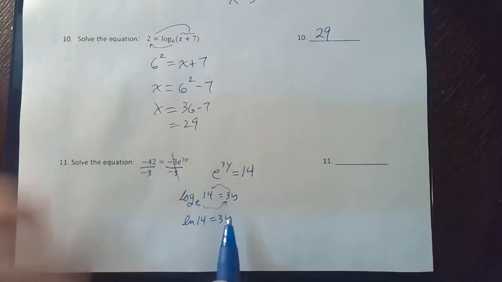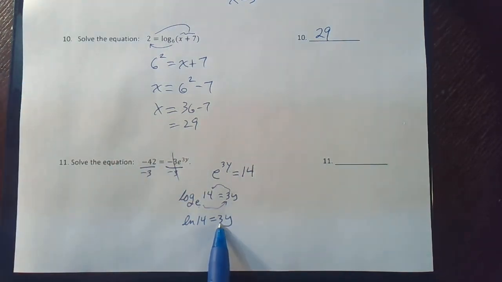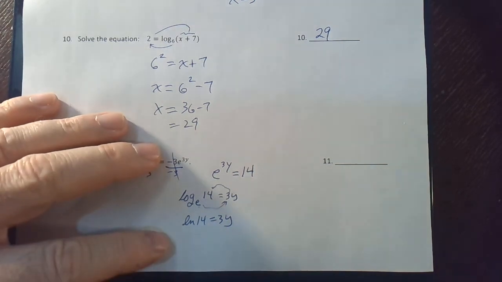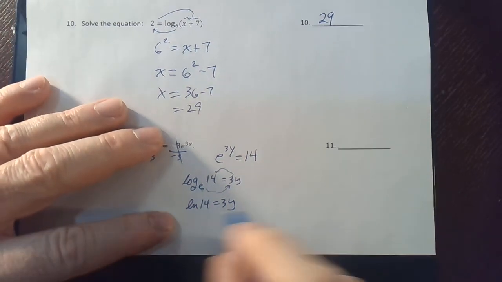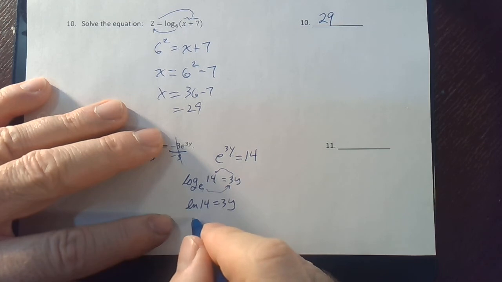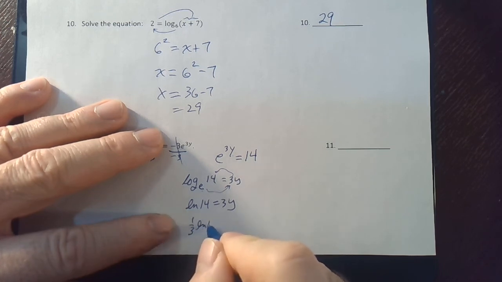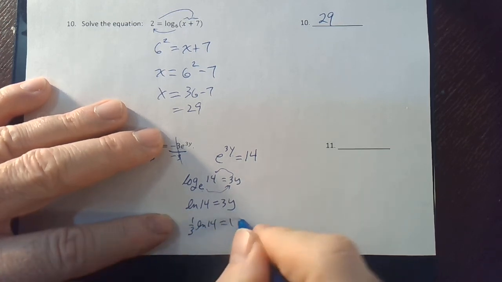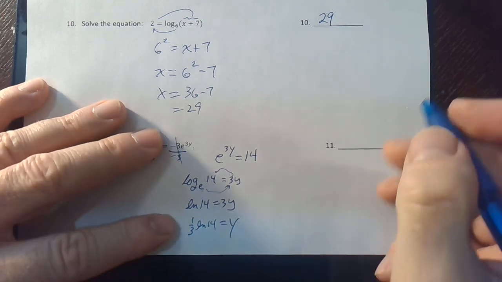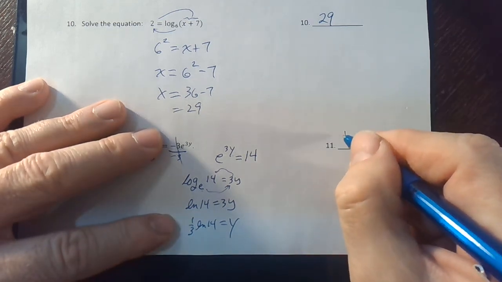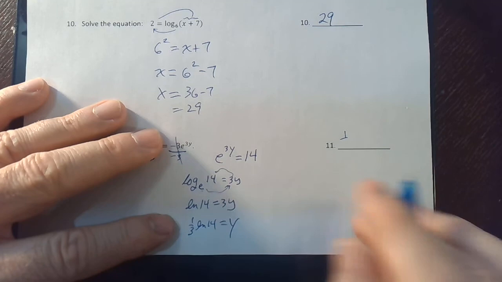Now, one thing you definitely don't want to do is, when you divide by 3, don't just change this into ln of 14 over 3. That's not what it is at all. It's the whole thing over 3. In other words, I'm going to multiply by 1/3, and I would get 1/3 ln 14 equals y. So that's the answer. And you could write it like ln 14 all over 3 if you like.